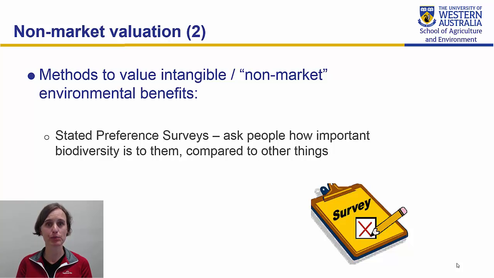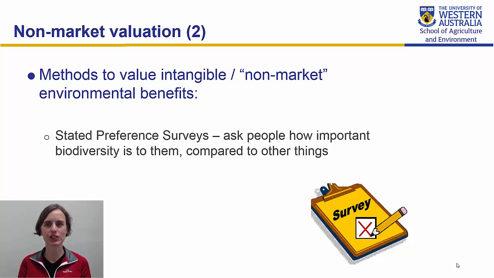So next to revealed preference approaches, we have what we call stated preference approaches. And they're things like contingent valuation, choice experiments, best-worst scaling, and these are all survey methods where we present people with hypothetical scenarios of environmental changes. And we essentially ask them, how much are you willing to pay, or how much money are you willing to give up to protect this environmental feature, for example, biodiversity.